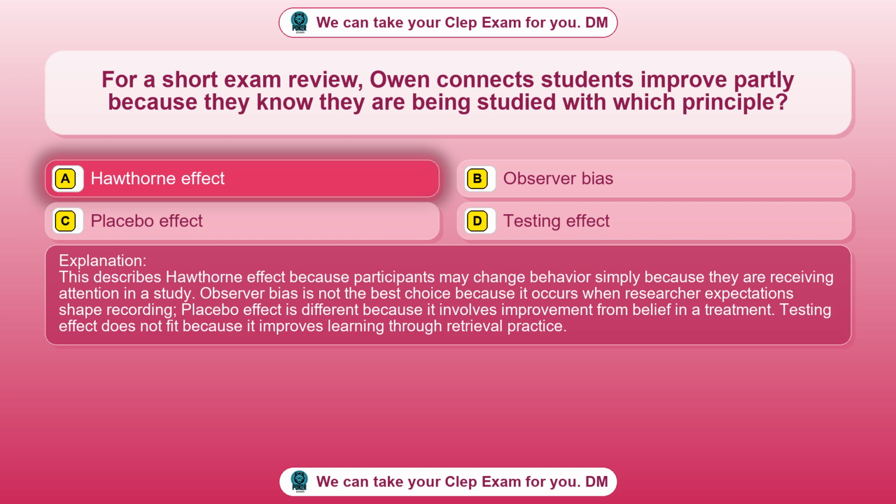This describes Hawthorne effect because participants may change behavior simply because they are receiving attention in a study. Observer bias is not the best choice because it occurs when researcher expectations shape recording. Placebo effect is different because it involves improvement from belief in a treatment. Testing effect does not fit because it improves learning through retrieval practice.